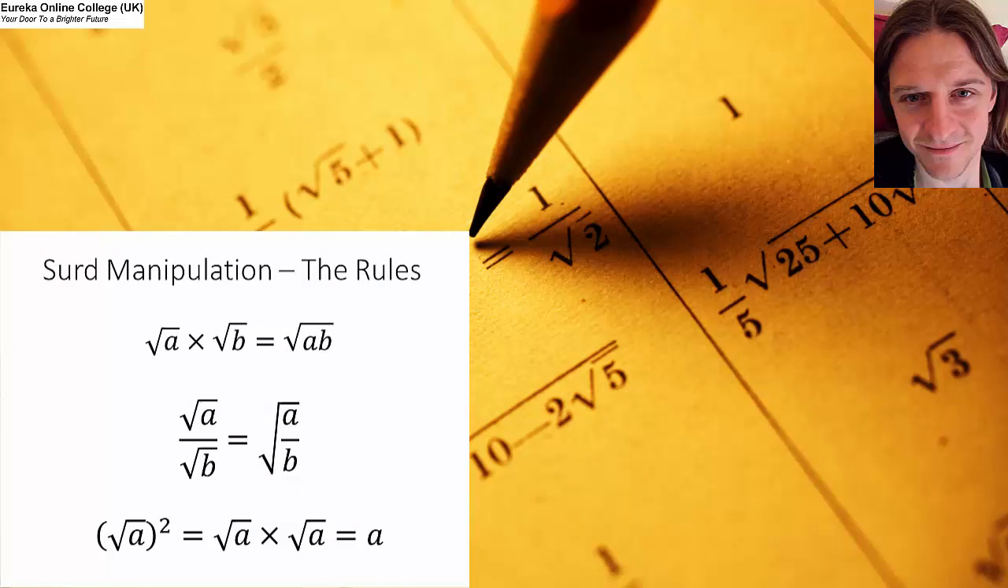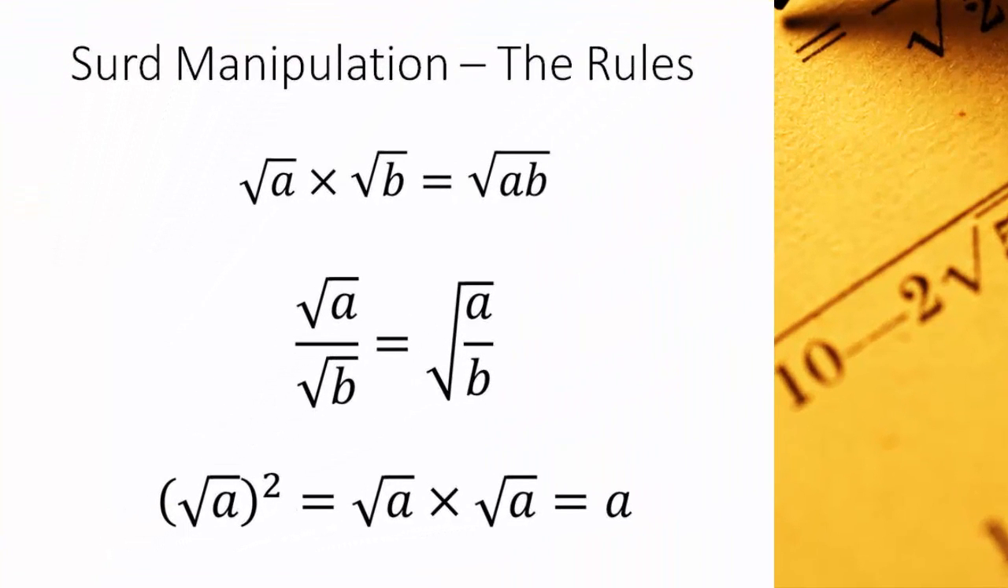Surd manipulation. The rules. Now, I know you will have seen these rules before. I don't want to dwell on this for too much time because I'm sure you will be quite familiar with these ideas. But root a times root b is a square root of ab. Okay, let's take two easy numbers which we can plug in there to demonstrate that root a times root b is root ab. Let's just take root 9 times root 16.